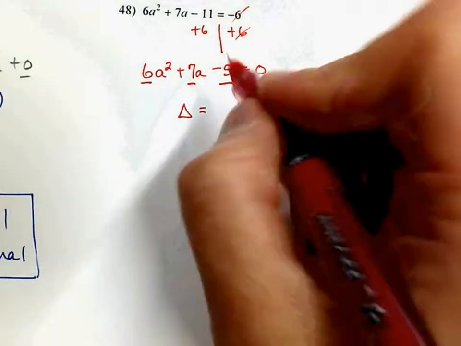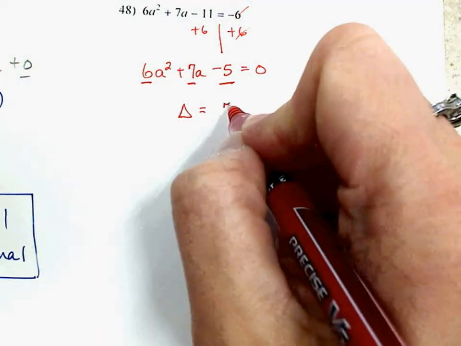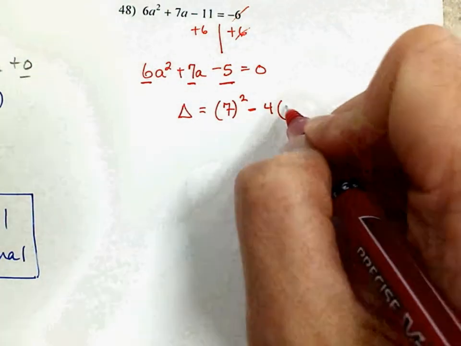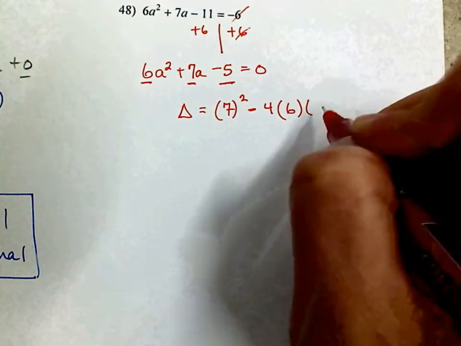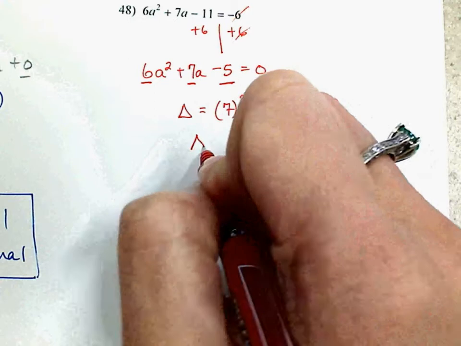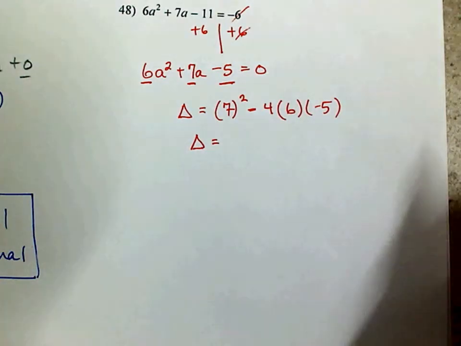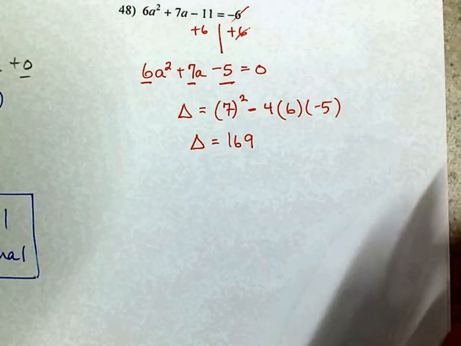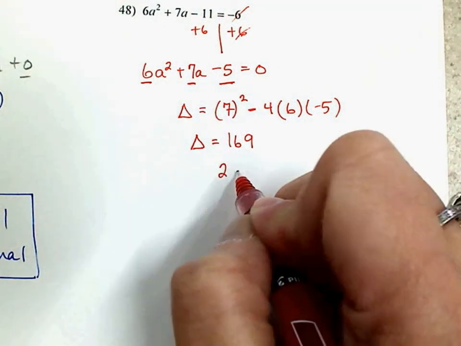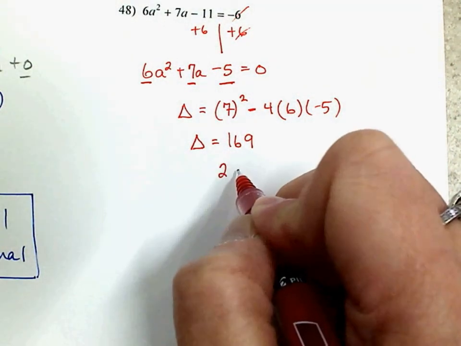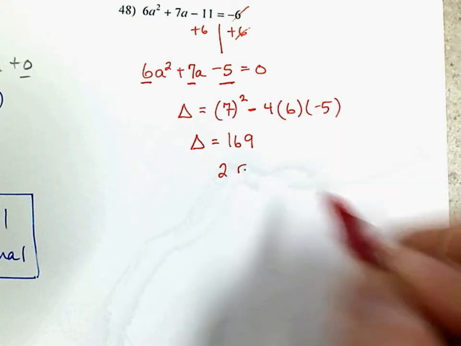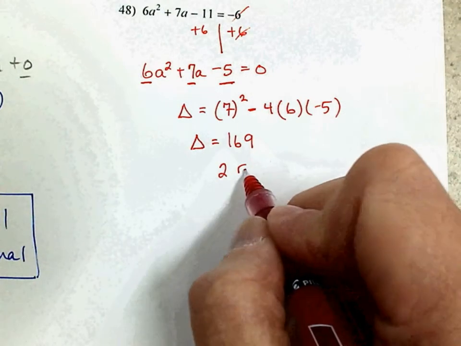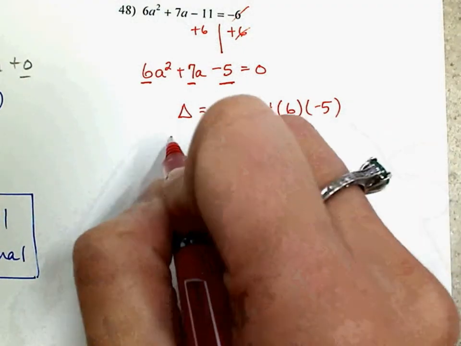All right. What's your B? 7 squared minus 4. What's your A? Times your C. Very good. What did you get? 169? All right. What kind of answer is that? 2 what? It is rational in a little bit, but what is it? Real or imaginary? 2 real. Make sure you tell me it's 2 real, okay?